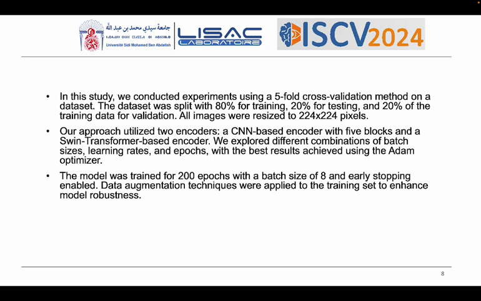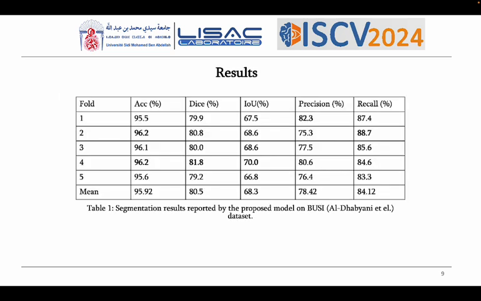Our approach utilized two encoders, a CNN-based encoder with 5 blocks and the Swin Transformer-based encoder. We explored different combinations of batch sizes, learning rates, and epochs, with the best results achieved using the Adam optimizer. The model was trained for 200 epochs with a batch size of 8 and early stopping enabled. Data augmentation techniques were applied to the training set to enhance the model robustness.